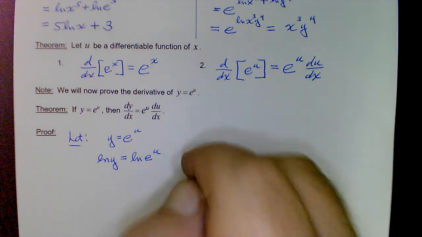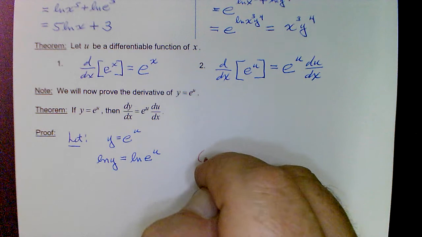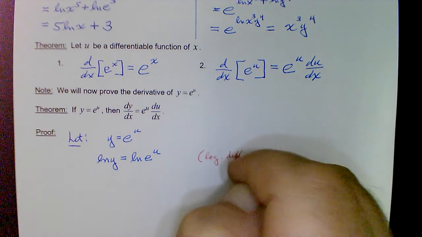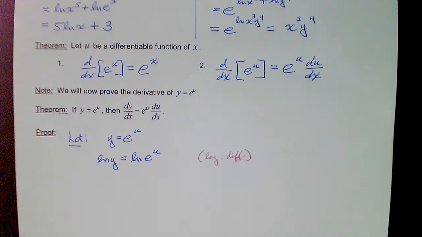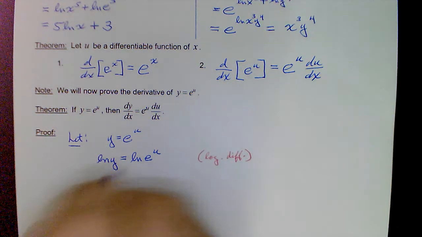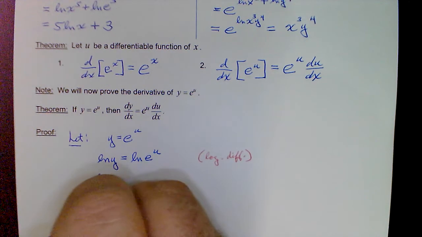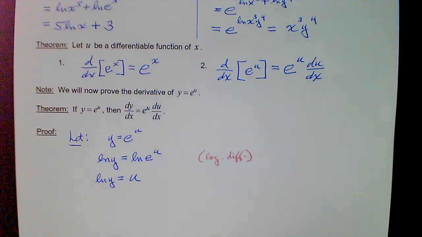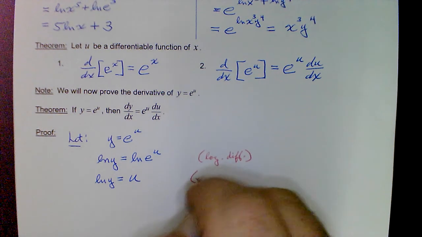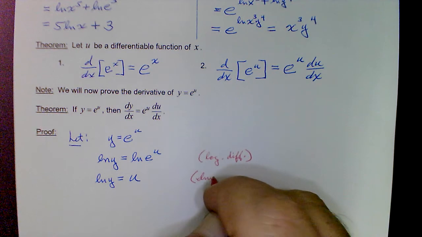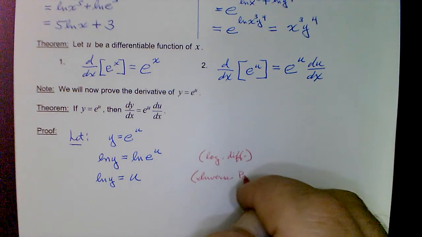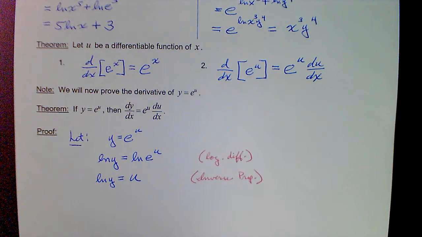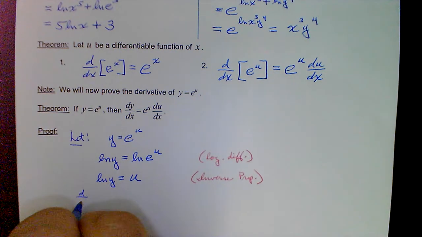So let me put in a different color in red here off to the side. When I do something, I'll mention what type of thing we did. This was logarithmic differentiation. Log of both sides. But then notice that, well, the natural log of y we can't do anything with, but the natural log of e to the u, by our inverse property, is just simply u. The inverse property, because the natural log of e to the x is x, so the natural log of e to the u is u.